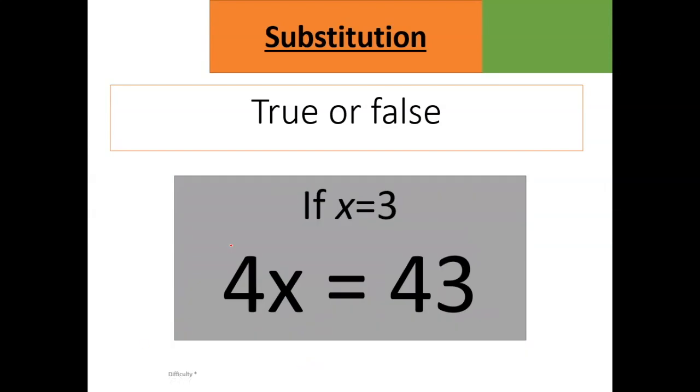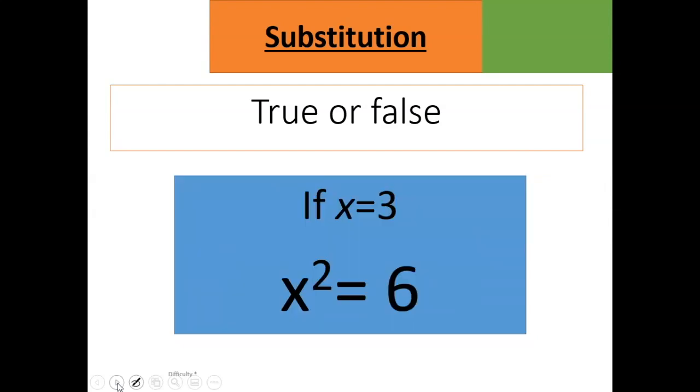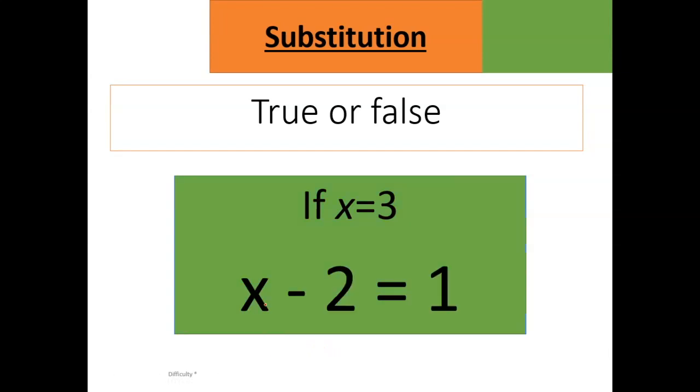If x equals 3, is 4x equal to 43? False, right? 4 times 3 is actually going to give you a 12. Let's skip this one. If x is 3, is x squared equal to 6? No, 3 squared is 9. That one's always a tricky one, because we think of 3 times 2 as opposed to 3 times 3. So that one should be false.